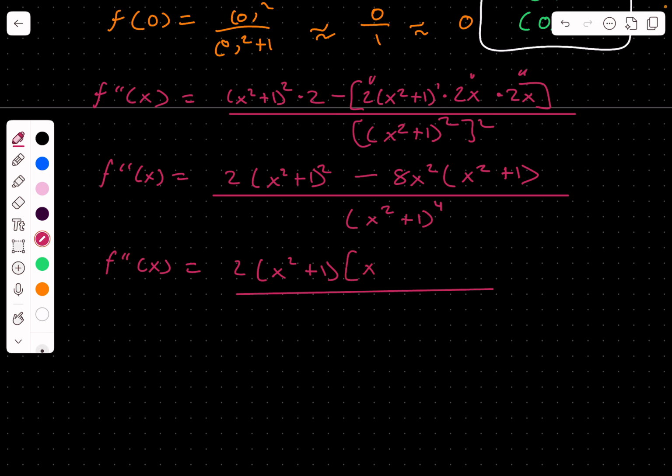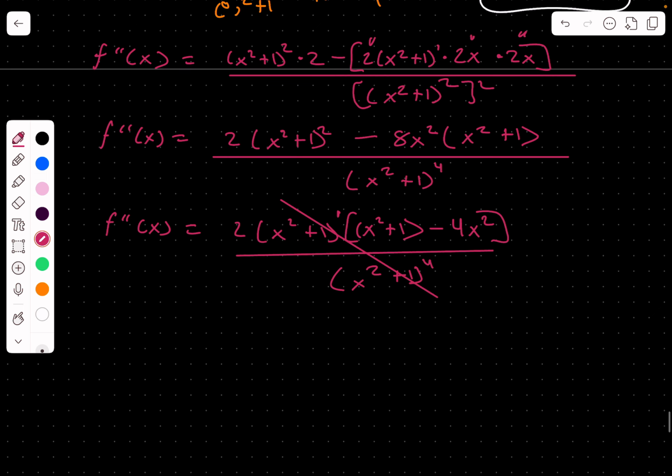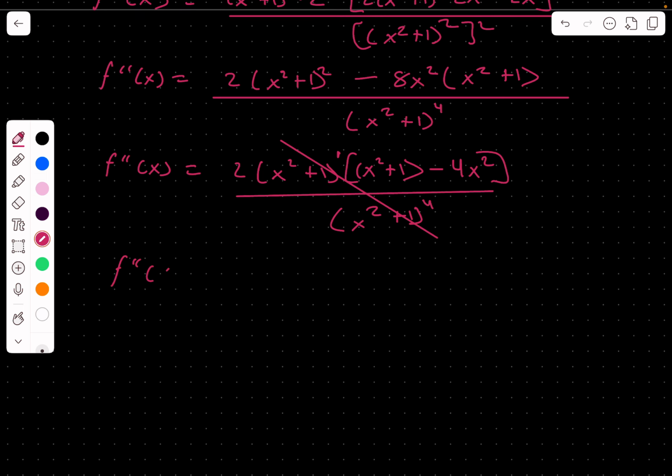Okay, so we're actually left with x squared plus 1. There we go. And then we're left over here with 4x to the second power. Good. It's looking good. Over x squared plus 1 to the fourth power. Okay, this was a multiplicity of 1, so these can cancel out by one multiplicity. And we get f double prime of x equals 2 times x squared plus 1 minus 4x squared over x squared plus 1 to the third power.